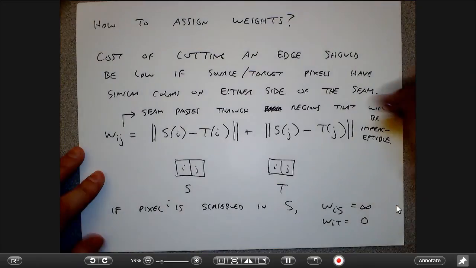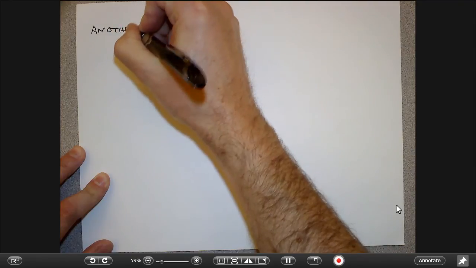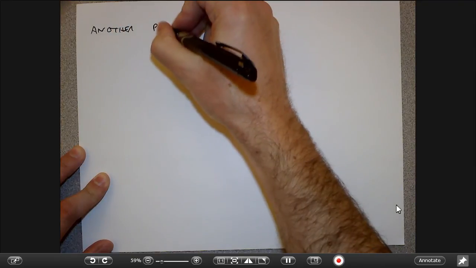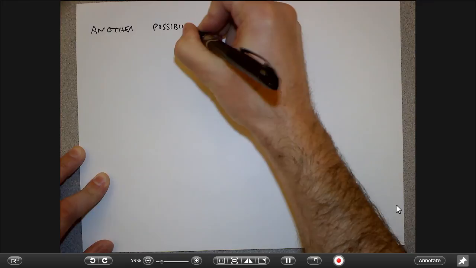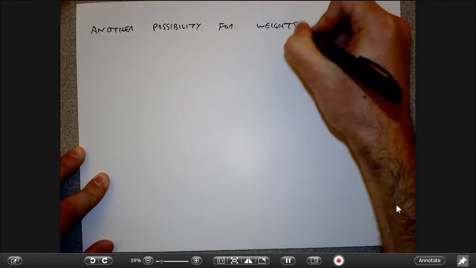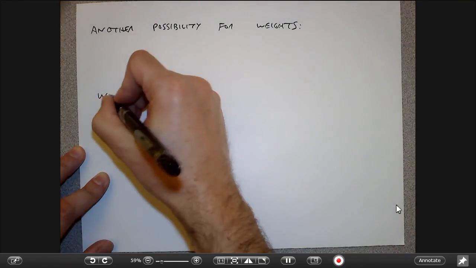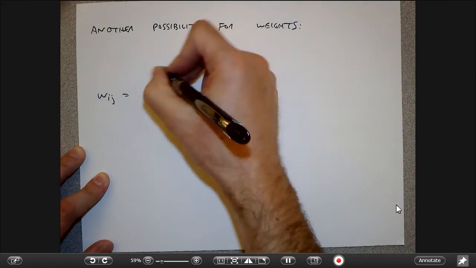One other option for the weights, another possibility for weights, is something like the following, where I have the same kind of numerator. So I'm going to put that up here.